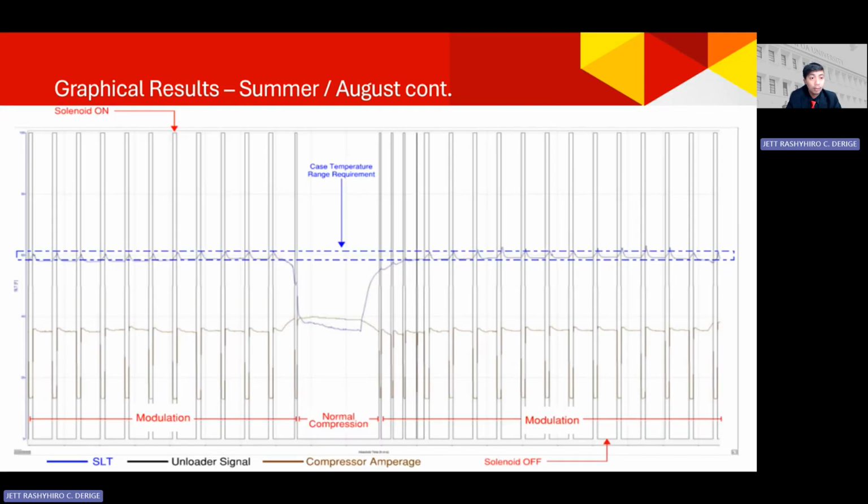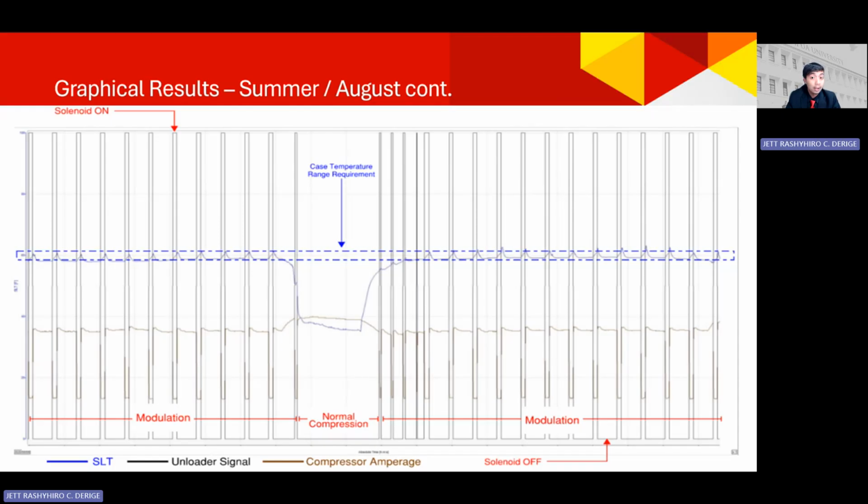And this one would be the suction line temperature versus the solenoid, unloader solenoid status. This was requested by Sir Ed. So as you can see right here, the SLT in the blue box has been modulated by the unloading sequence. So it was able to modulate and maintain the required temperature.